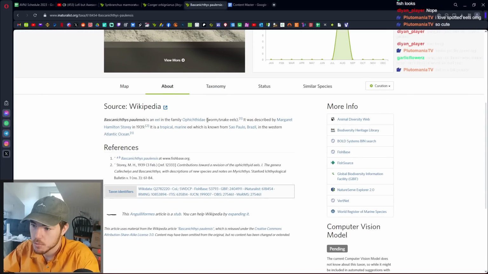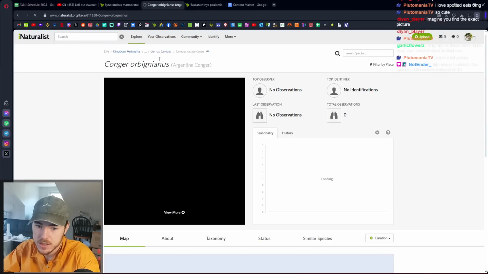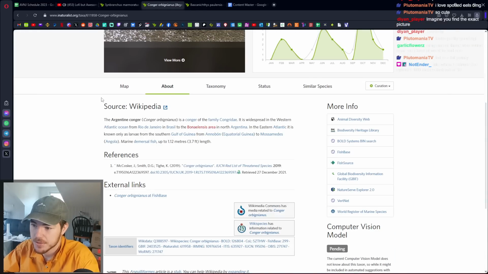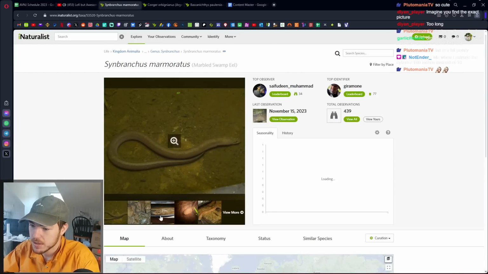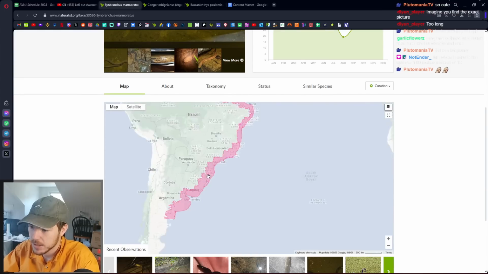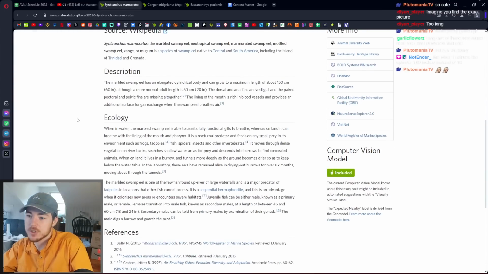So this is a type of worm eel or snake eel, okay? And then we've got Argentine conger, which is a type of conger eel. And then we've got the marbled swamp eel. Okay. Now, I believe... Oh, no, they're on the coast. Okay, so these are our three fish.